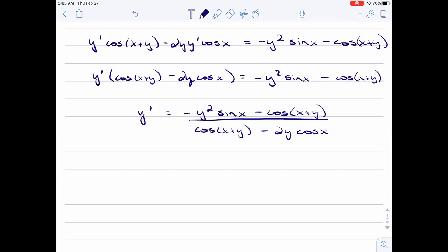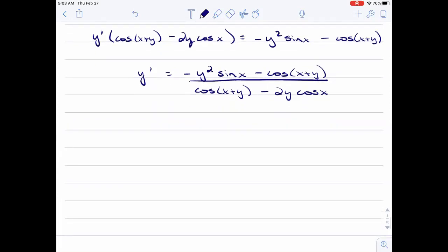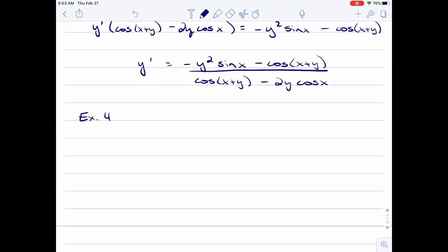How about another example? Find y double prime if x to the fourth plus y to the fourth equals 16. So give you guys a little minute to do that, or at least to start finding the first derivative, and then we can get into the second derivative.